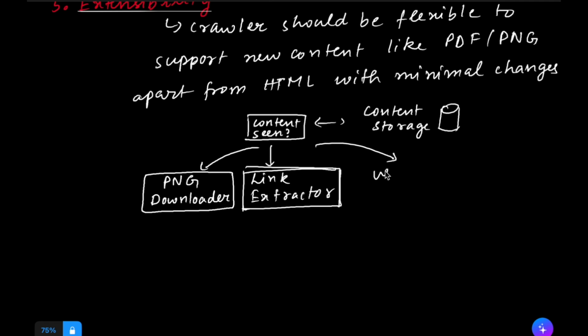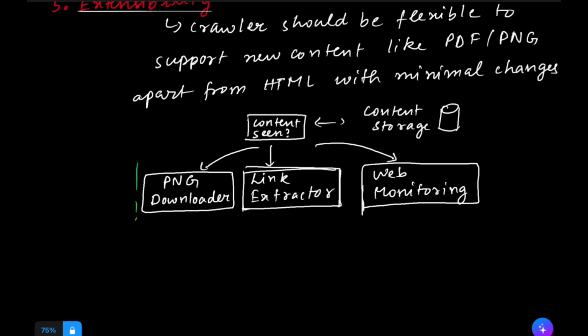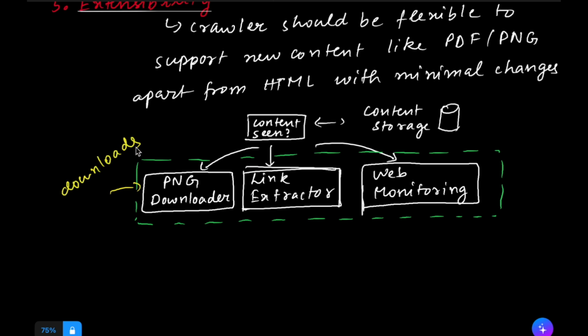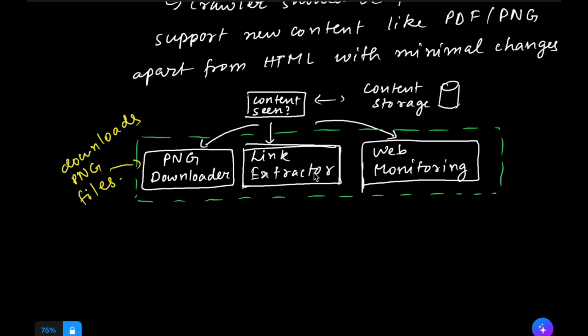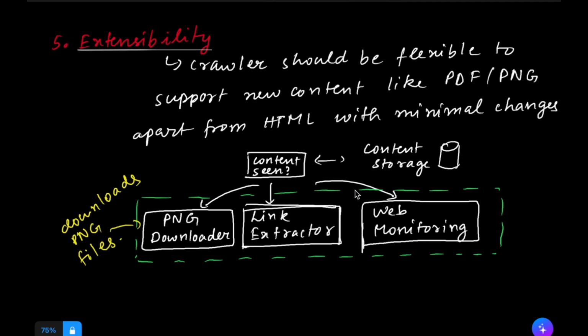Also we can include our web monitoring service here, to check whether there is a trademark issue or copyright infringement and all. So we can include these two things in this stage only, and thereby proceed with the further download methods. What the PNG downloader does, as the name suggests, is download the PNG files from the web page, and the web monitoring checks for copyright or trademark infringements. So this is how extensibility can be handled in our design.